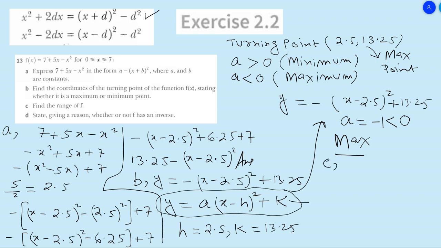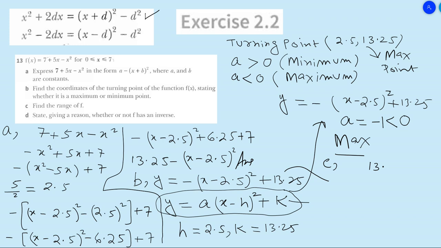Part C is find the range of f, the range of the function. Student, in the previous question we have already found the range. The range means the maximum value of f(x) and the minimum value of f(x). So the maximum value of f(x), you can see from part B, is 13.25. This is not the maximum point. This is the maximum value. Please keep in mind, the maximum point is the coordinate (2.5, 13.25).